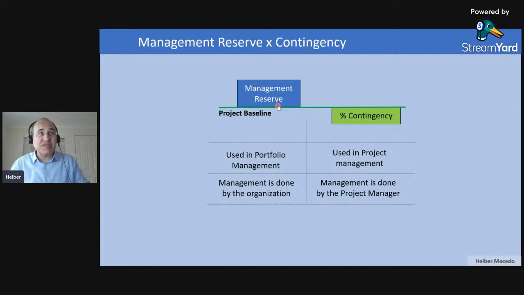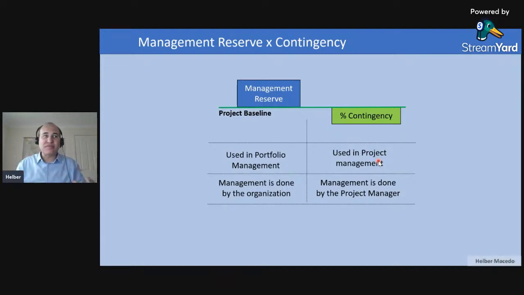So the first difference between management reserve and contingency is inclusion in the baseline of my project. Management reserve is not included. Management reserve is extra money that the organization has to protect the business. If one project does not have enough money, I will use my management reserve to cover that extra money. So management reserve belongs to portfolio management, and contingency belongs to project management. Management reserve is to protect the business, contingency is to protect the project.